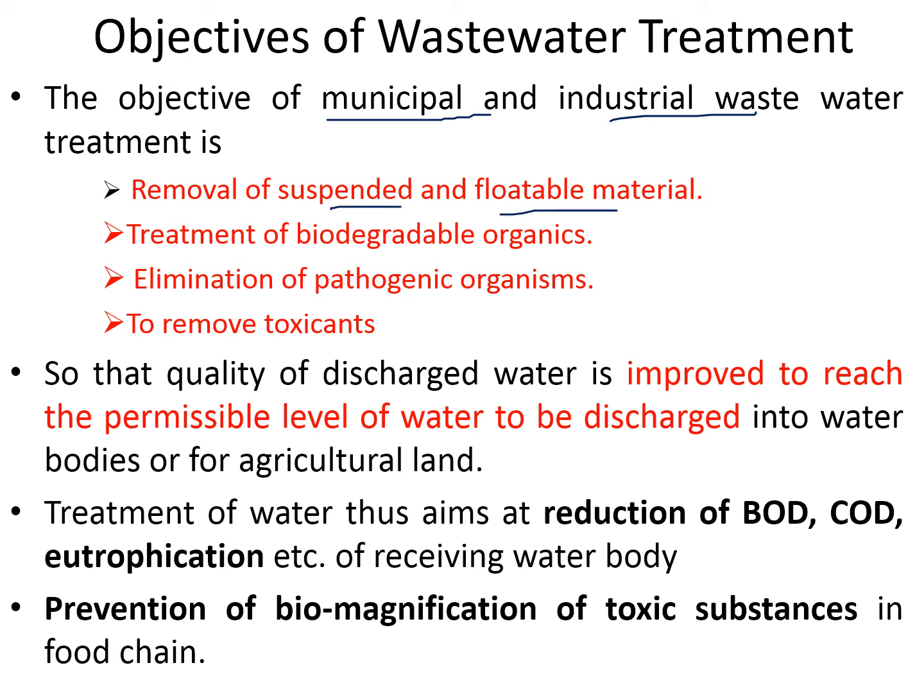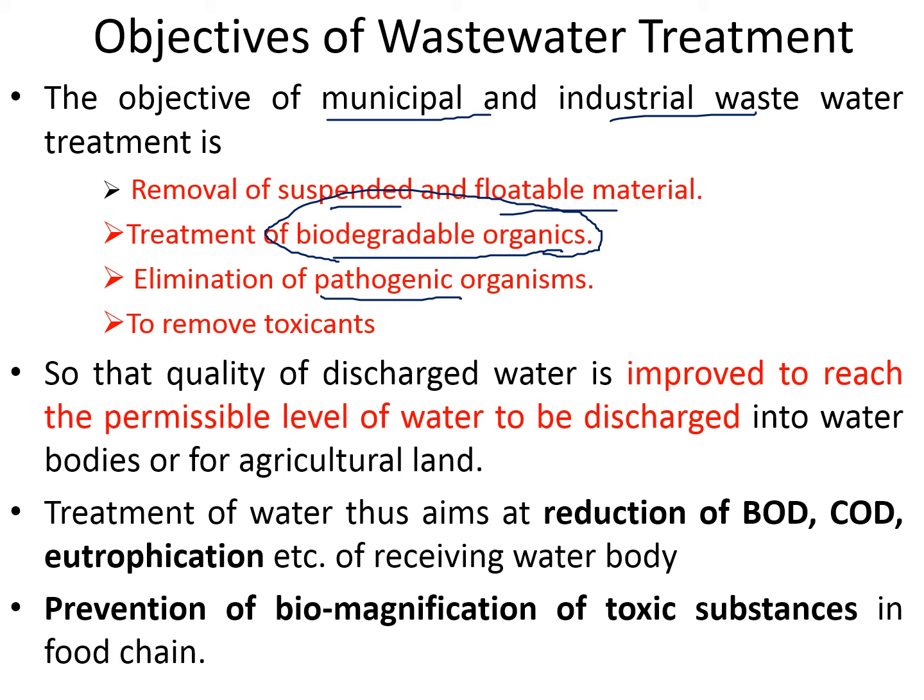So all the suspended matter and the floating matter is to be removed. Treatment of biodegradable organics, because if this biodegradable organic matter is discharged to a nearby river or stream, that will deplete your oxygen, and that will increase the BOD and COD, and also it will decrease your DO. That's why it affects the aquatic life. And the minimum 4 milligram per liter requirement of DO cannot be maintained. So removal of this biodegradable organic matter is a very important part of any treatment process, that is, the wastewater treatment process.